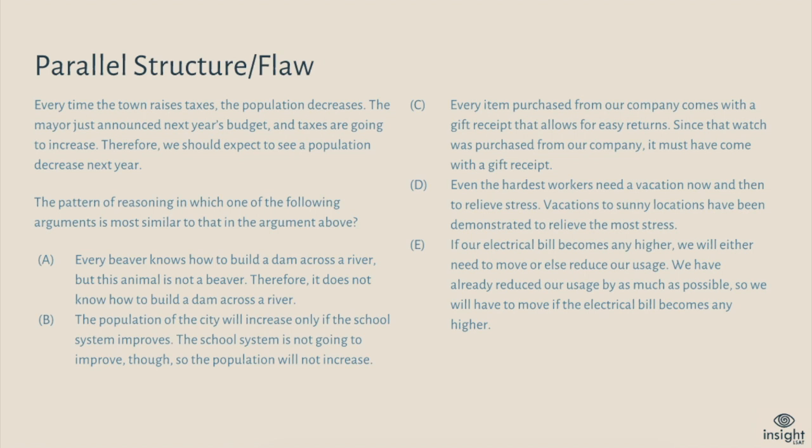Sometimes it's going to be a flawed structure. There's going to be some problem with the logic. And in those cases, you just have to find the answer choice that has the same flawed structure as the flawed structure of the argument in the blurb.